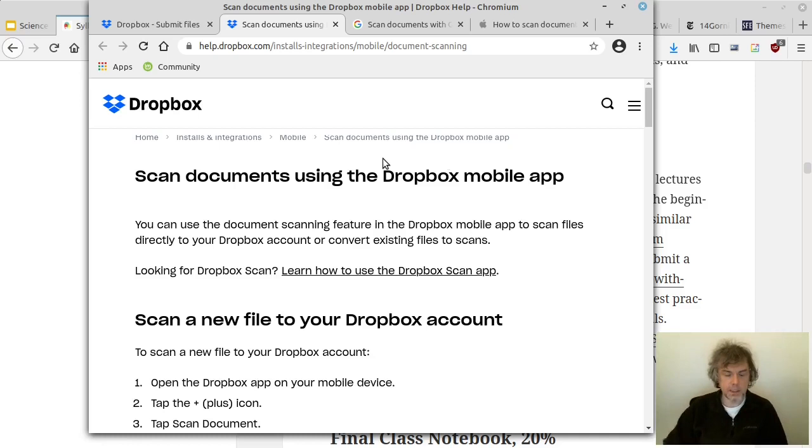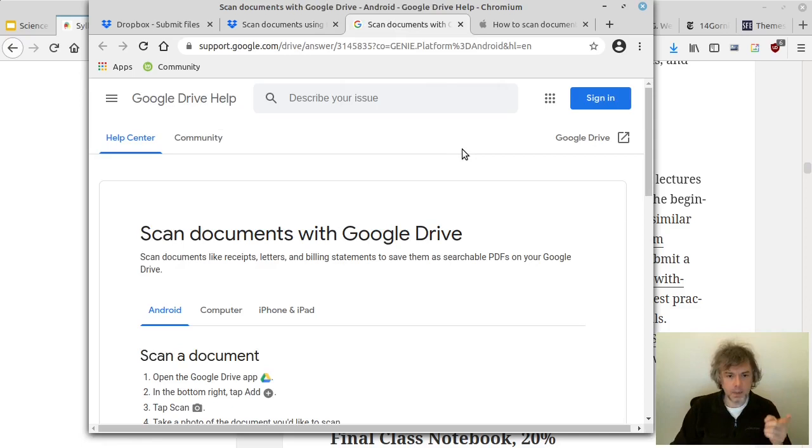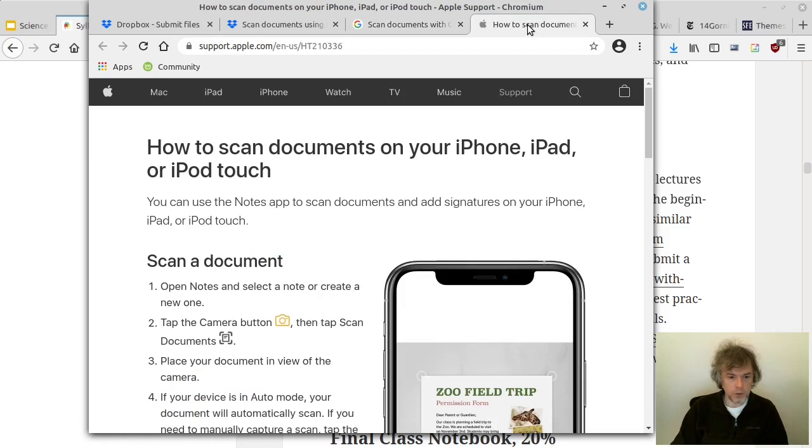Similarly, I'll also give you a link to how to scan a PDF using Google Drive, which is also available on Android and Apple iOS, so it's cross-platform. And then I'll also give you a link about how to create a PDF using the Notes app on iOS. That's specifically on iOS, but that's built in, so it's already there. You don't have to install anything else. So I'll give you all of these options. You choose the option that works best for your setup.